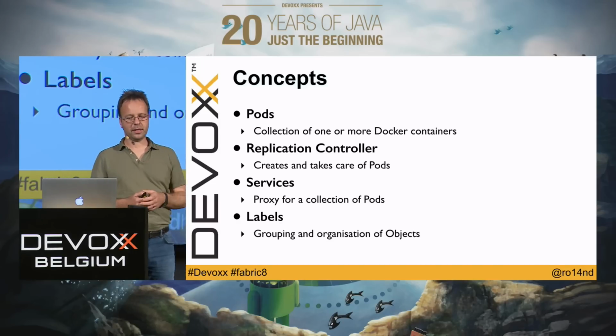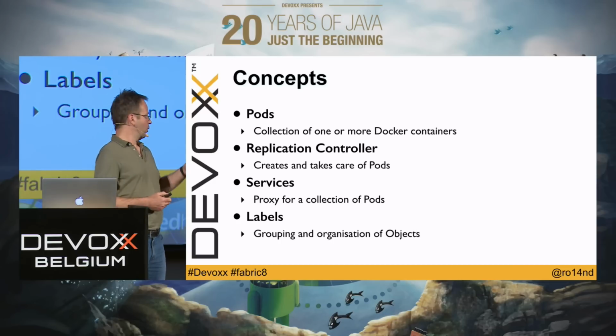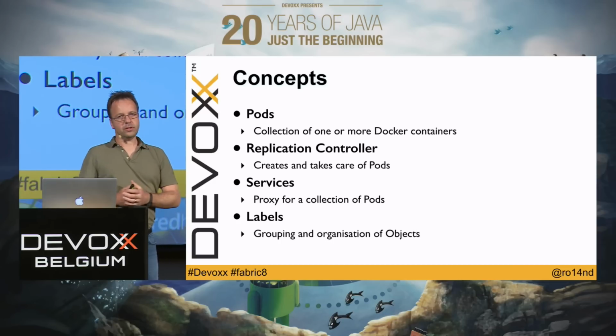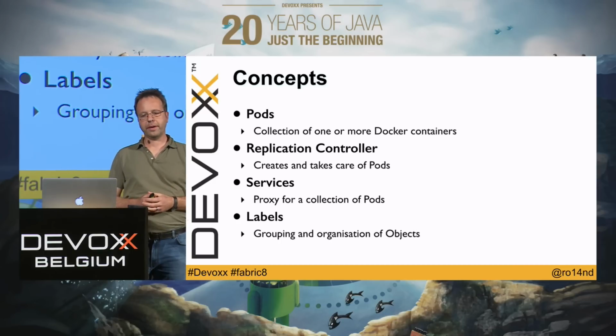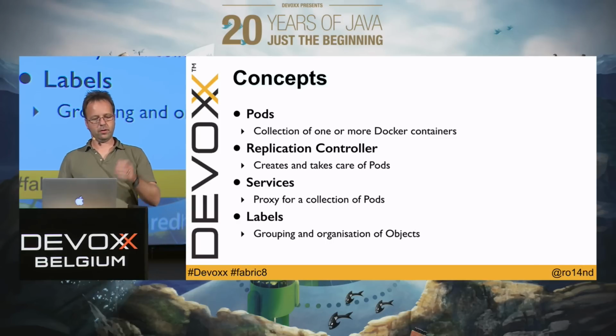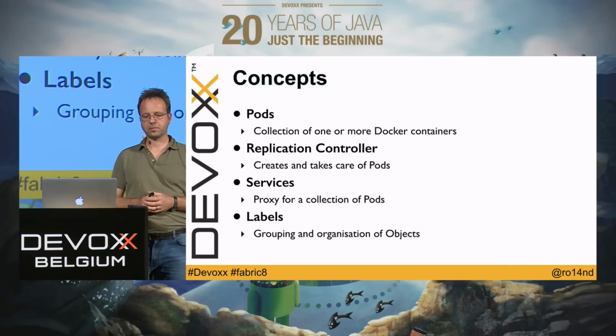And also each pod can carry one or more labels, which are nothing more than key value pairs. And it's not only for pods. Every Kubernetes object can carry labels, and labels are used to group pods, for example.